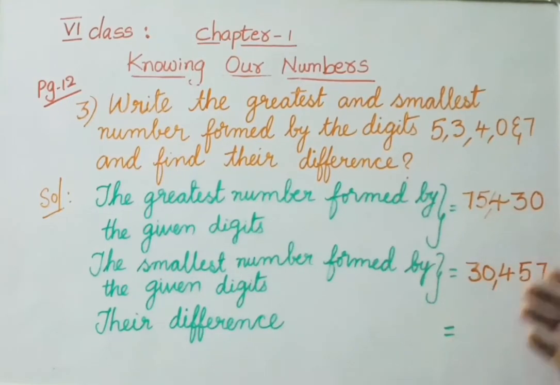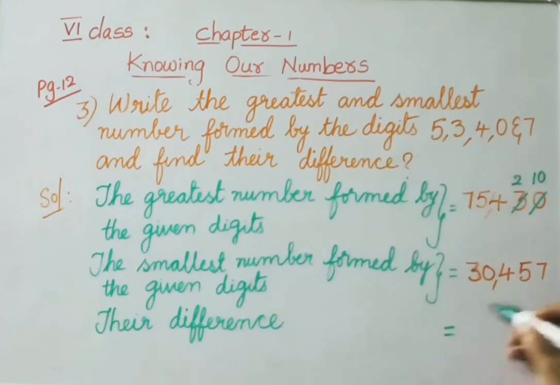So what they ask us to do then? Find out their difference. Now we need to subtract these two numbers. Can we subtract 7 from 0? No. So we need to borrow. So if we borrow, 0 becomes 10 and this 3 becomes 2. So 10 minus 7, 3.